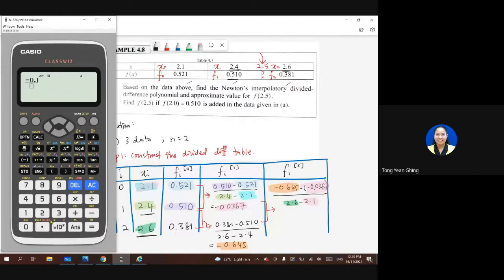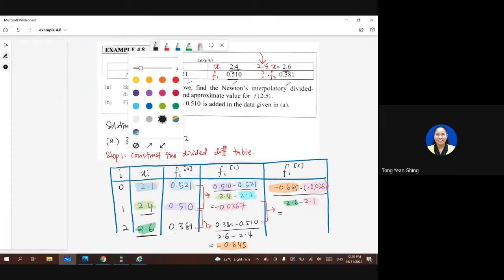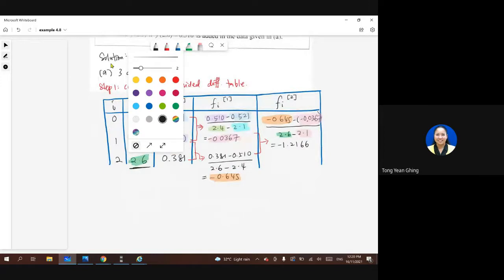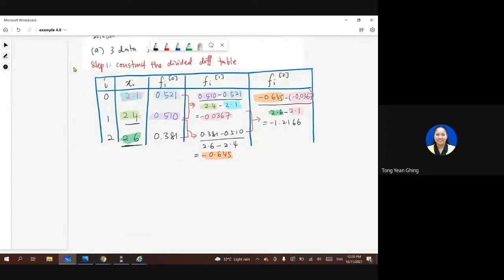Okay, so we get negative 0.6455 plus 0.0367, divided by 2.6 minus 2.1. Okay, macam ni lah. Negative 1.2166. Negative 1.2166. Okay, so now after we do this divided difference, get ready this divided difference, and then we do the polynomial.